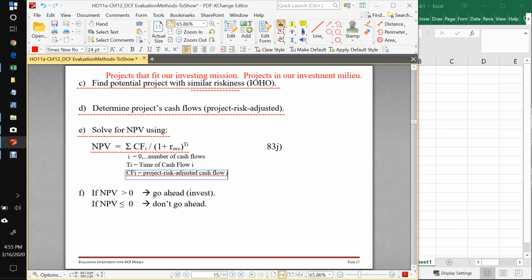And then we apply this simple NPV rule. If the NPV is greater than 0, we want to go ahead and invest. And if the NPV is less than or equal to 0, don't go ahead. And I put equal 0 down here. Why? Because it's so easy. We can always invest more money in our opportunity cost investment. That's simple. So if a project is right on the borderline, if the NPV is equal to 0, just do the simplest thing. Just invest in our opportunity cost investment.